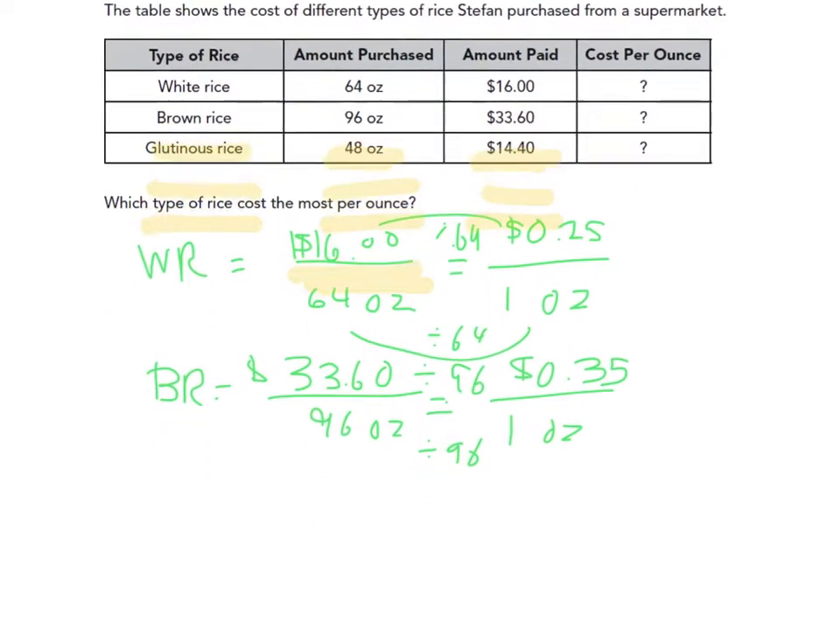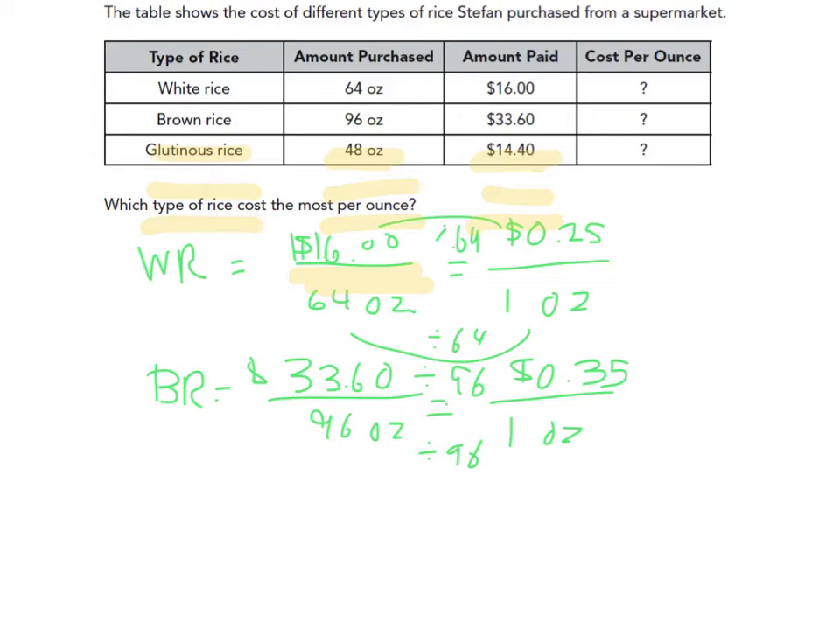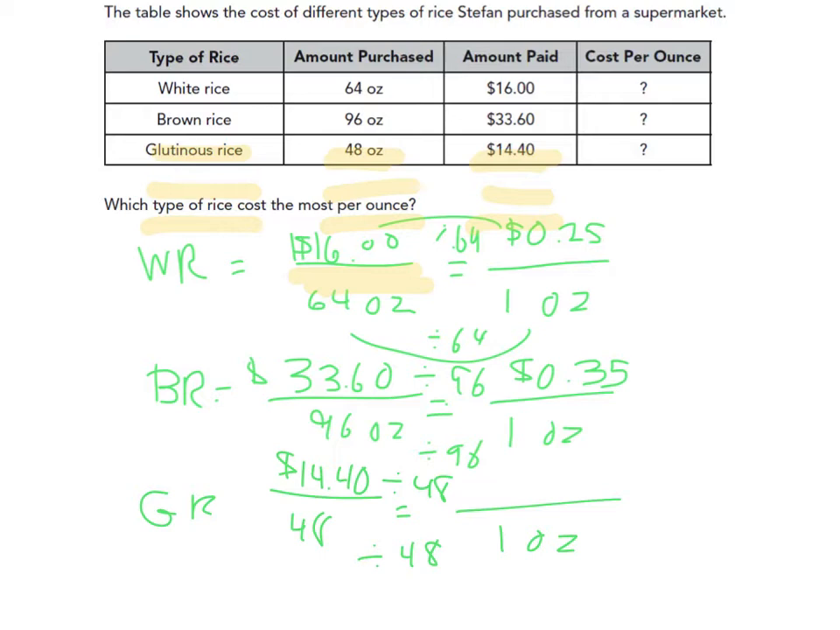And if I try my last one, the glutinous rice, it looks like it is $14.40 for 48 ounces, but I need to find a single ounce. So I would divide the top and bottom by 48. And when I do that, I get 30 cents per ounce. So if I'm looking for the most expensive one, it looks to me like the most expensive one here is the brown rice. The brown rice is 35 cents compared with everything else, which is a little bit cheaper.